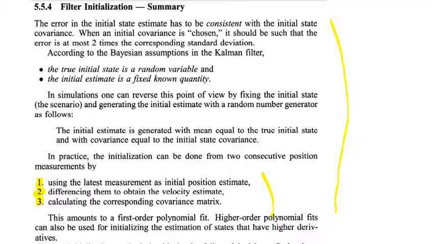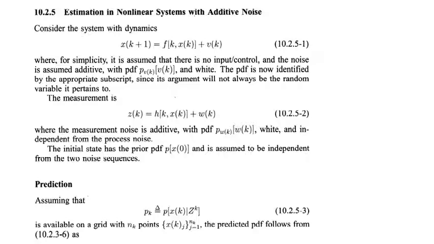So now we're going to see the non-linear filtering approach for dynamic systems. Estimation of nonlinear systems with additive noise, this is the next topic from your book that I have recommended already. So in front of you, this first equation is the motion state dynamic equation. You have the state, you have the state transition, and you have the state process or plant noise. Okay. And again, the noise is assumed additive and white, and with this PDF.